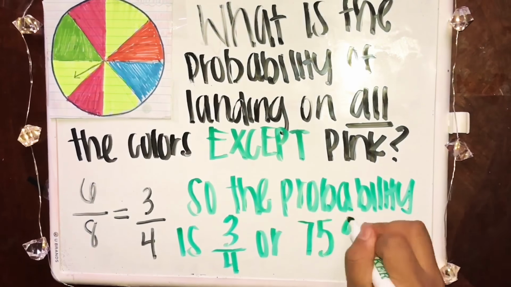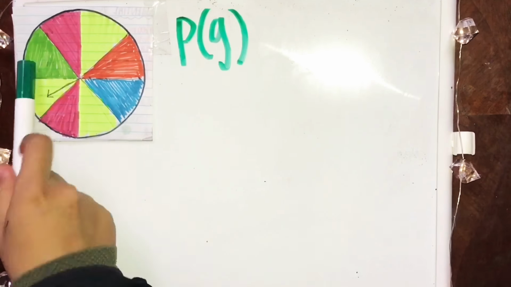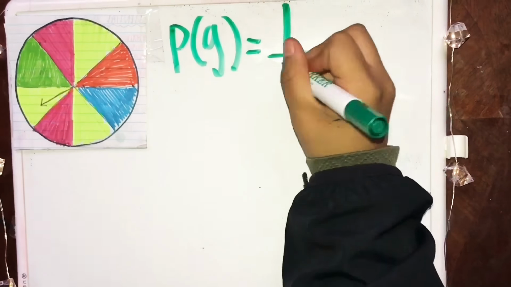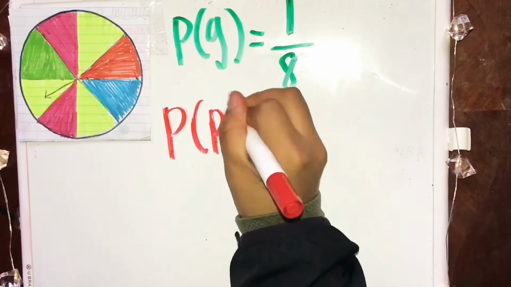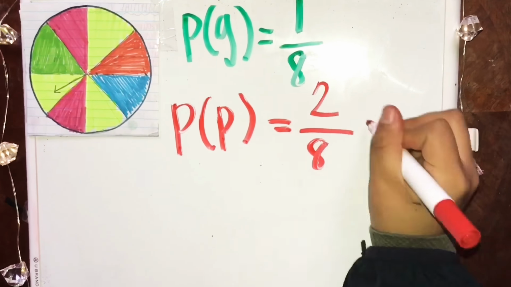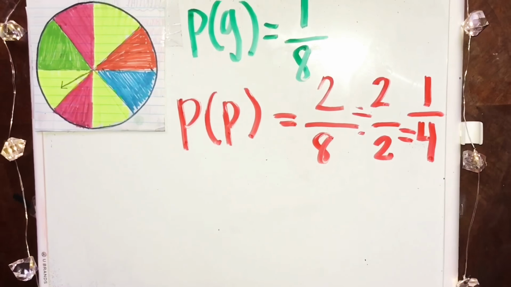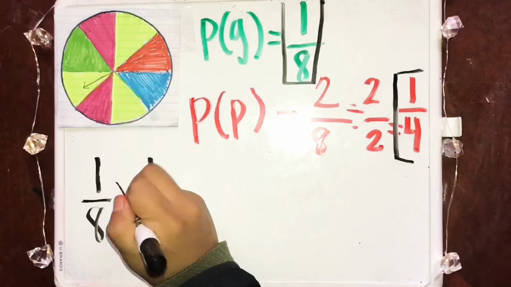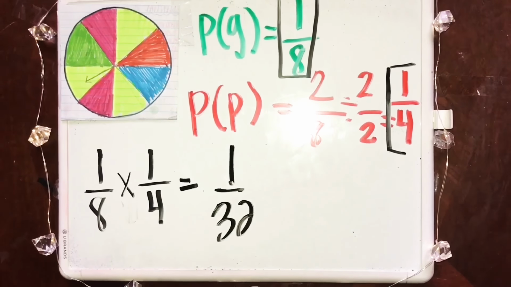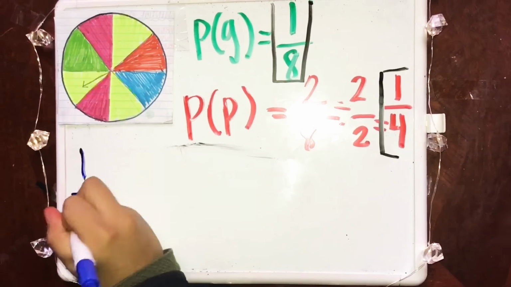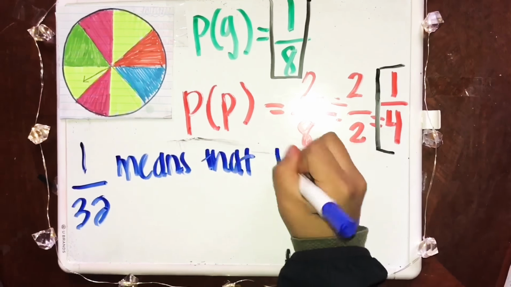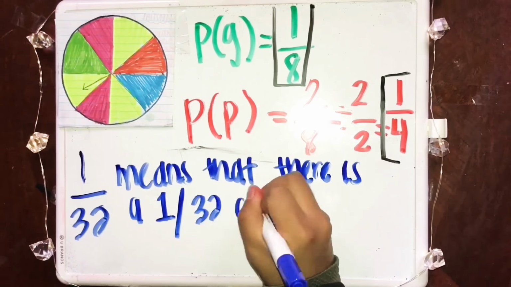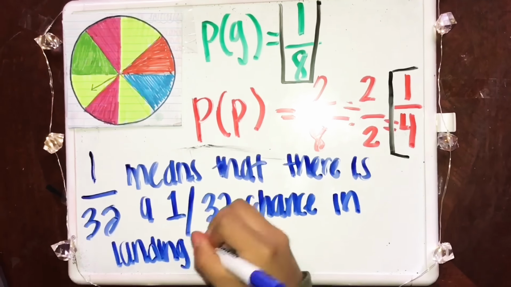Now let's continue. What is the probability of landing on green? It's 1 over 8. What is the probability of landing on pink? It's 2 over 8, which simplifies to 1 over 4. Now you must multiply 1 over 8 by 1 over 4, giving you 1 over 32. This means that there is a 1 over 32 chance of landing on green or pink after spinning.